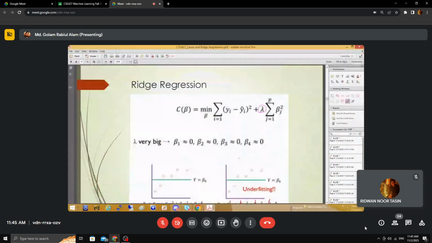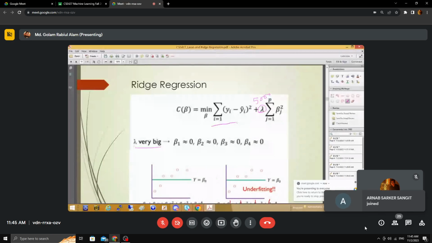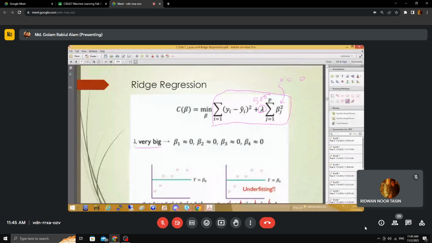So what's the impact of different kinds of lambda? If we put a very big lambda, like maybe 10,000 or 1,000, then to minimize this total function, what it will do is just assign beta equal 0. Every beta will be 0 in that case, because it is trying to reduce this. Even if we consider beta equal 1, this part contributes more. So that's why it will assign 0 to everyone.